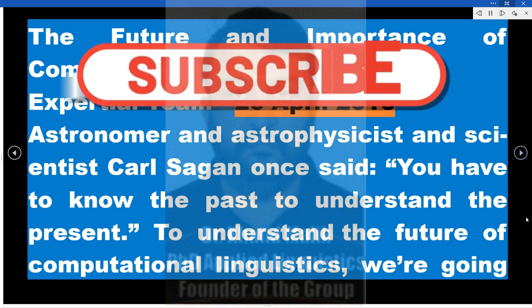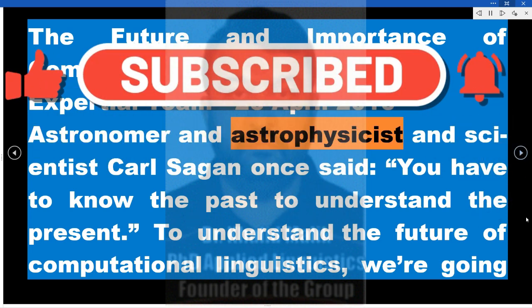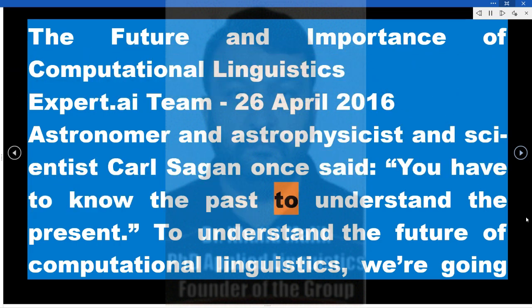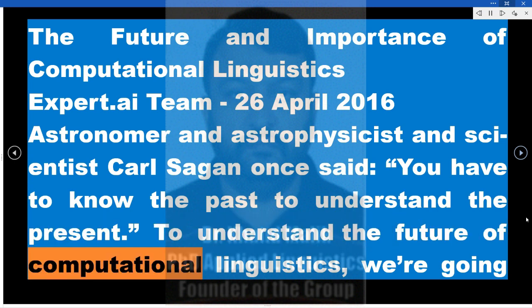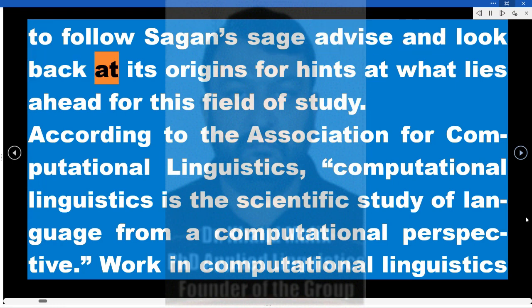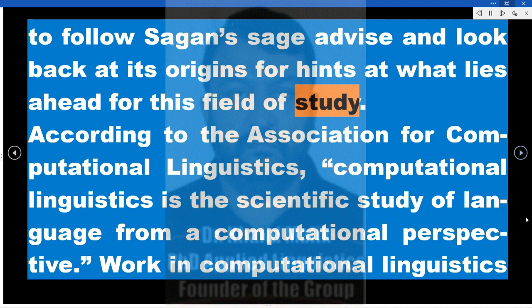Expert.ai team, the 26th of April 2016. Astronomer, astrophysicist and scientist Carl Sagan once said, "You have to know the past to understand the present." To understand the future of computational linguistics, we're going to follow Sagan's sage advice and look back at its origins for hints at what lies ahead for this field of study.